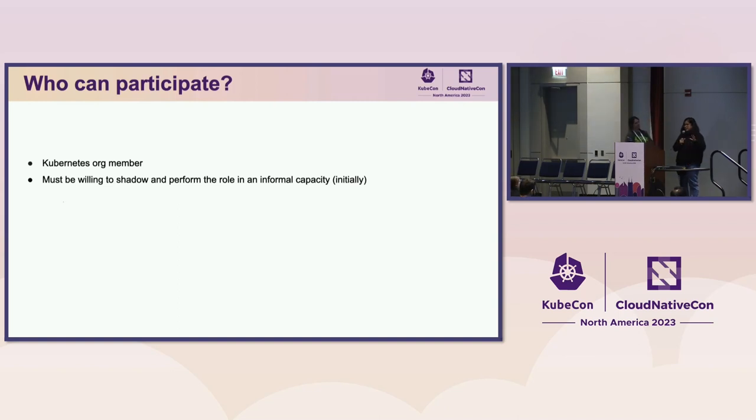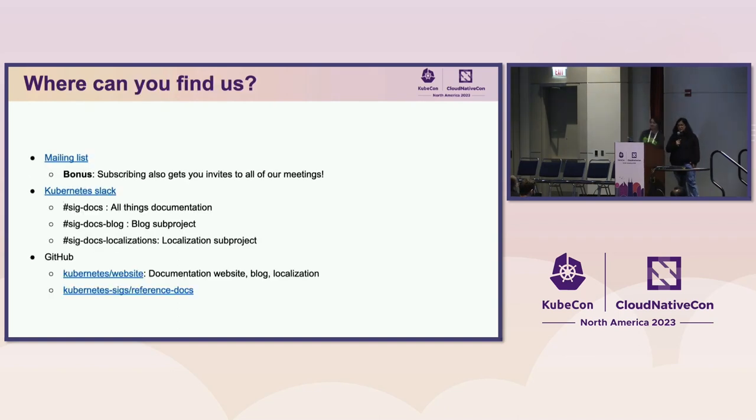Right, and we're at the end of our presentation with this. So where can you find us? This will be on shared, by the way. So we have a mailing list, and the bonus is that subscribing to the mailing list actually gets you invited to all of our meetings automatically. So that's a yay. And you can also join us on the Kubernetes Slack.